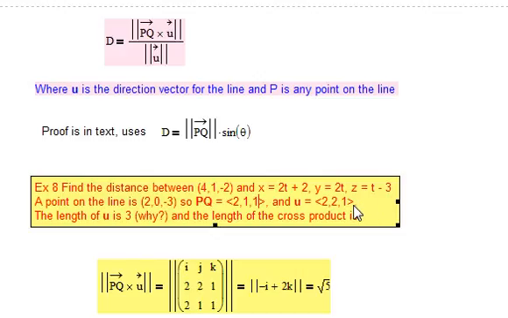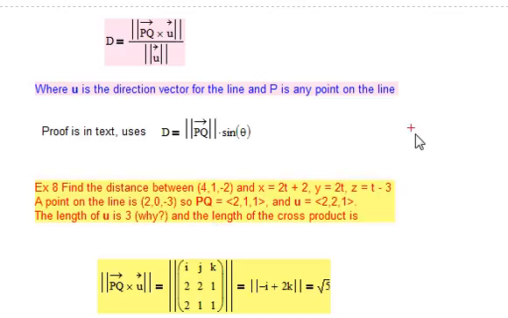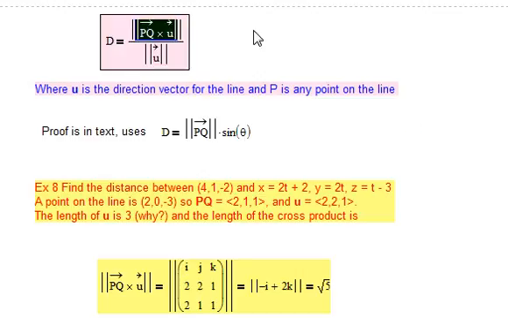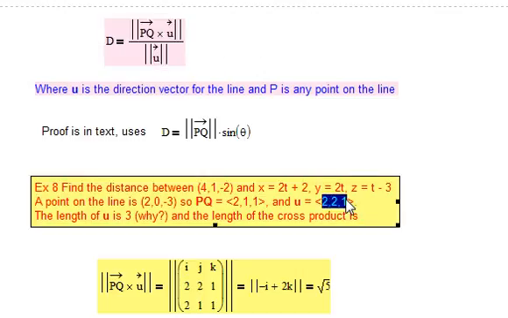And our vector u, the direction vector for the line, is 2, 2, and 1. So there that is. So what do we need to do? Find the cross product and divide by the length of u. Well, the length of u, by the way, is the square root of 2 squared plus 2 squared plus 1 squared, which is the square root of 9, which is 3.